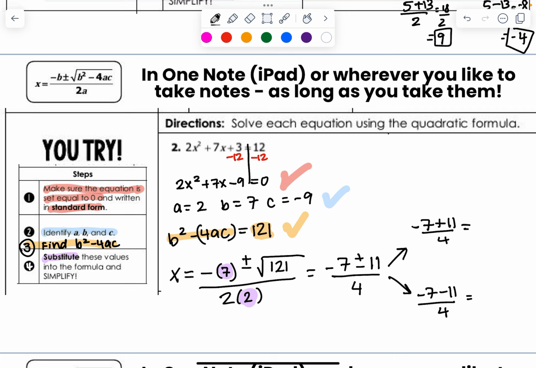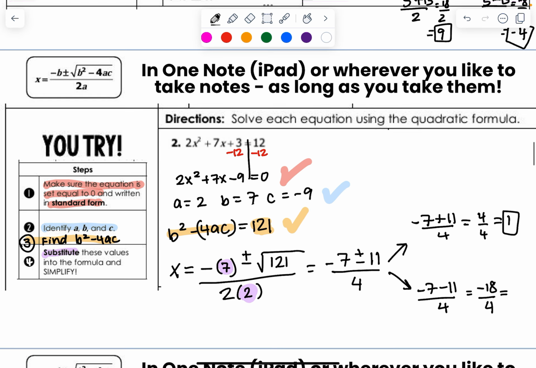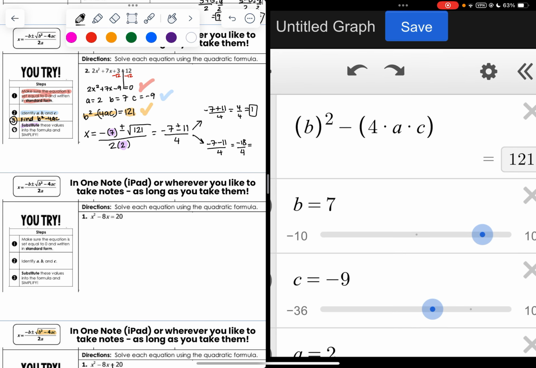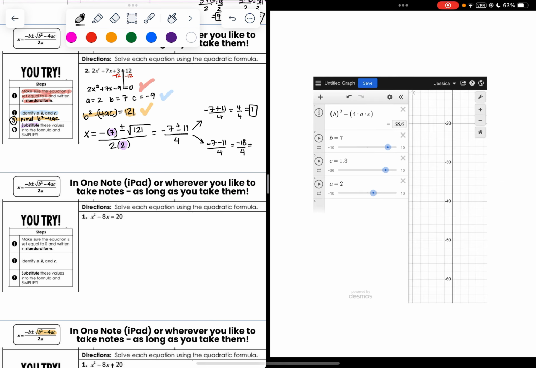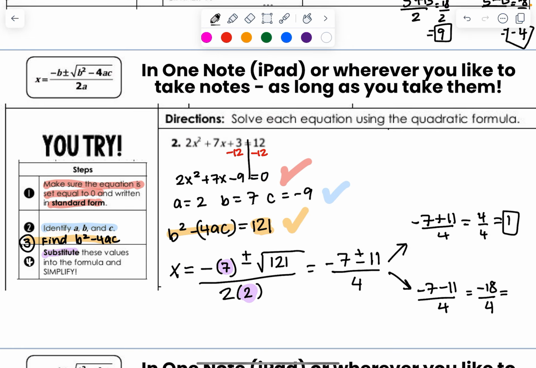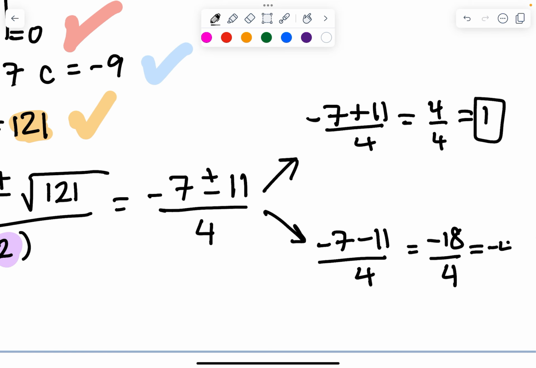I just need to simplify these fractions. Negative 7 plus 11, that's going to be 4 over 4, which reduces to 1. Negative 7 minus 11, that's negative 18 over 4, which I could reduce that fraction, but I bet money you guys don't want to do that. So, hey, let's Desmos it up, right? Negative 18 divided by 4, and let's get a decimal. Negative 4.5. Cool, right? Negative 4.5.